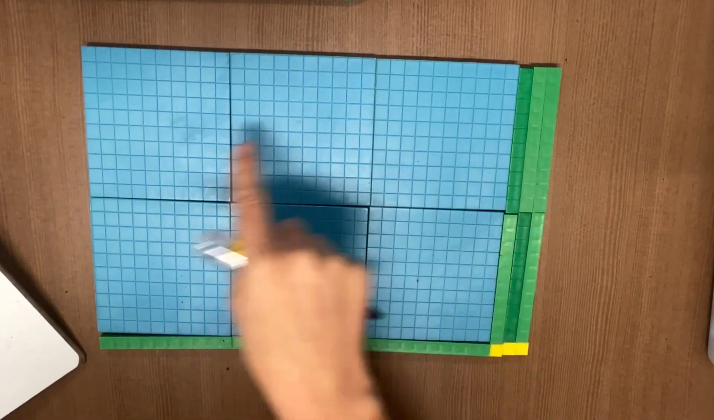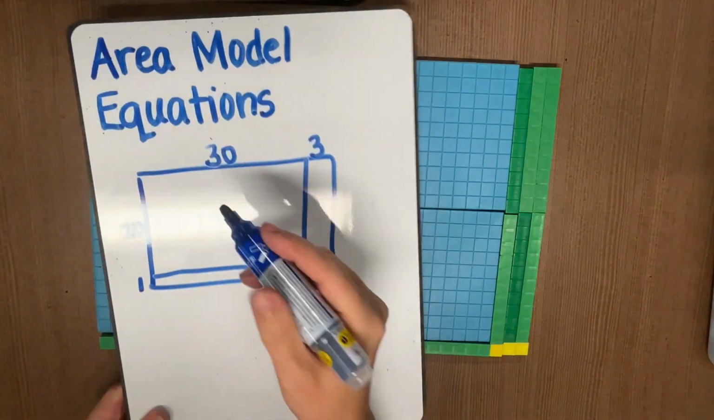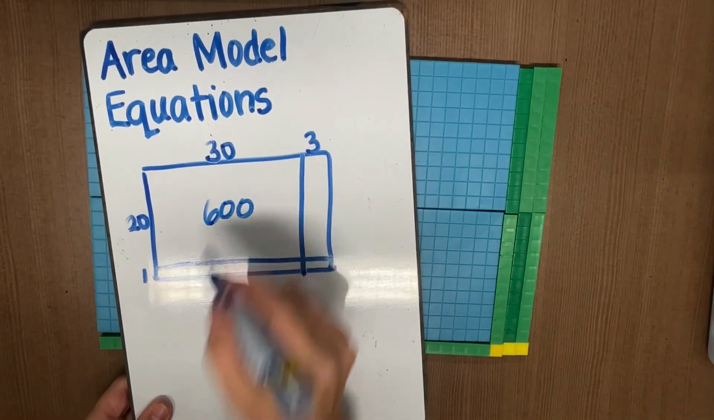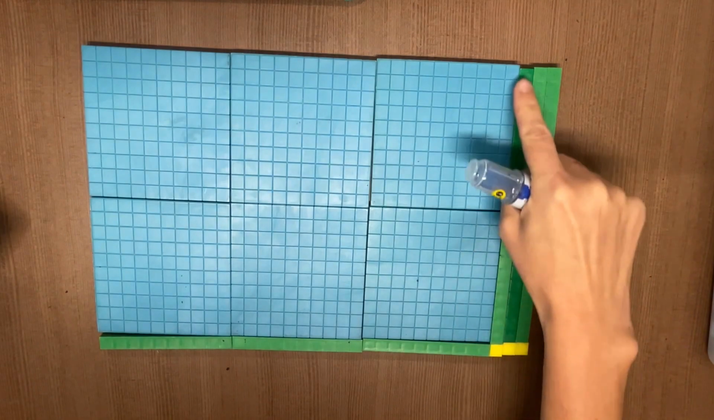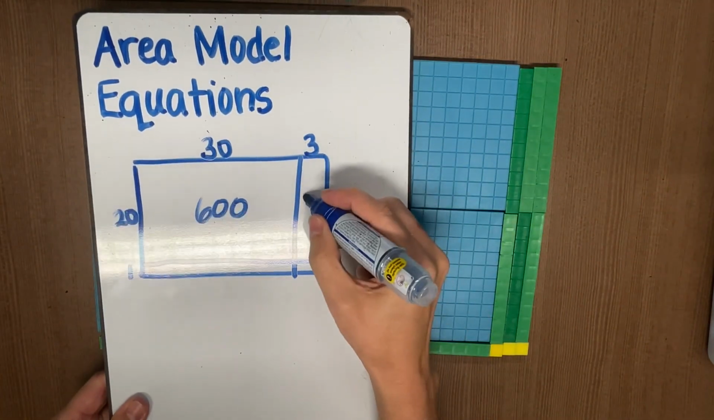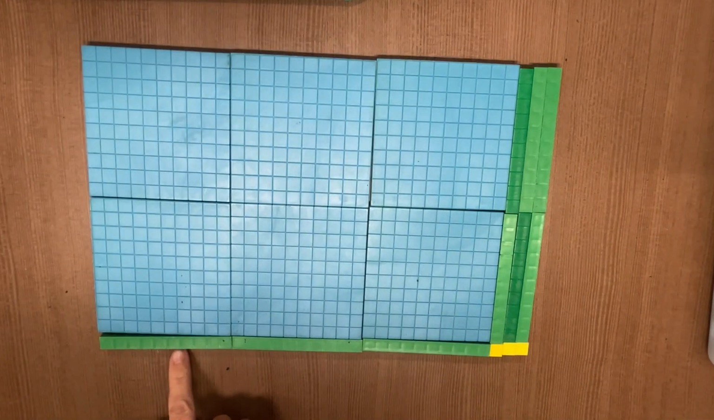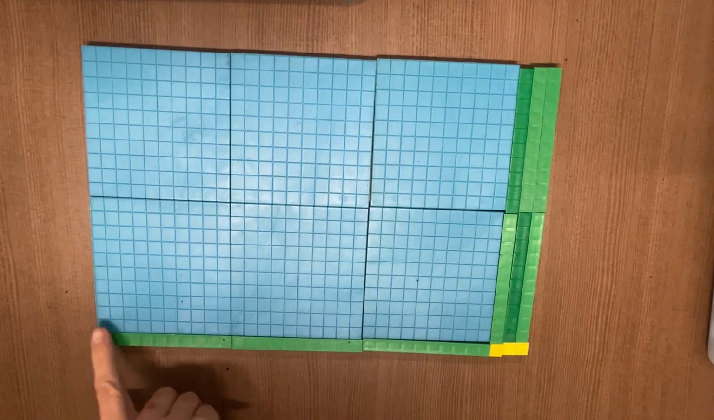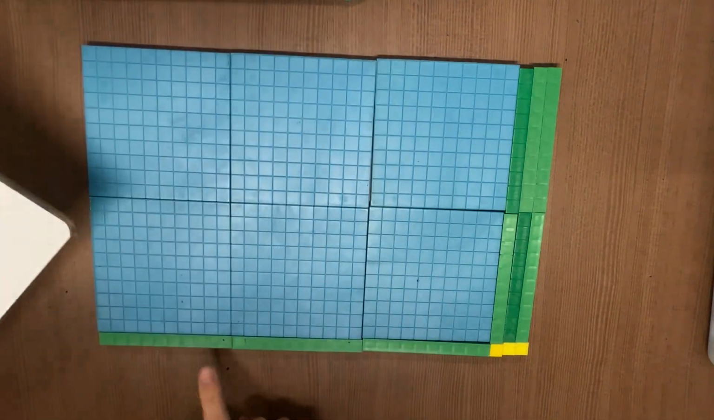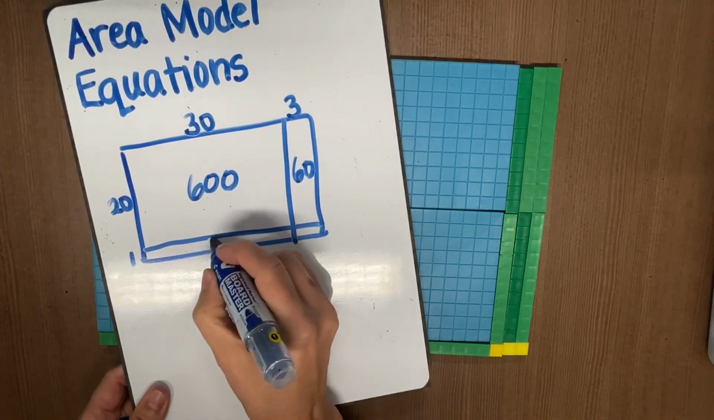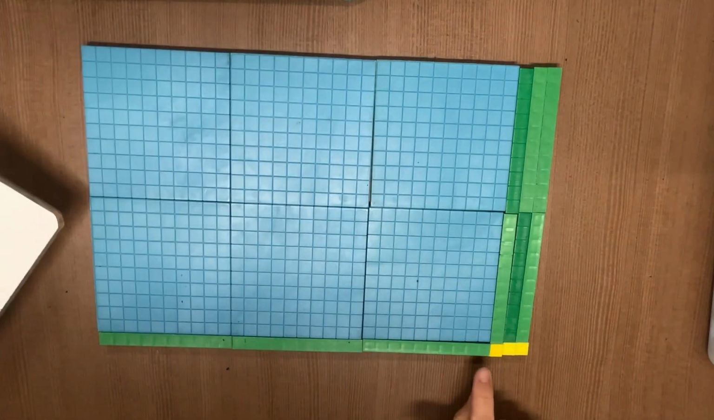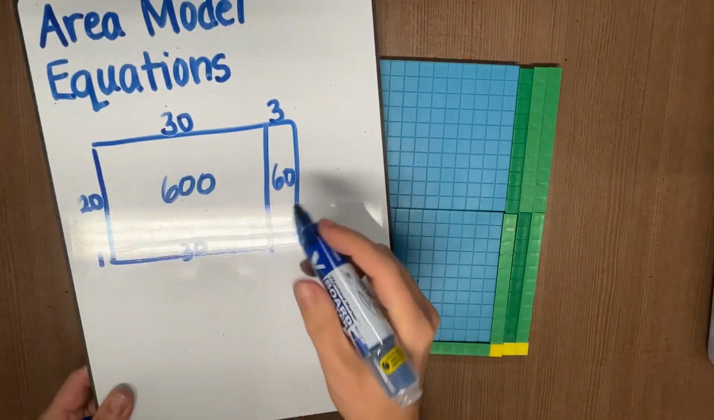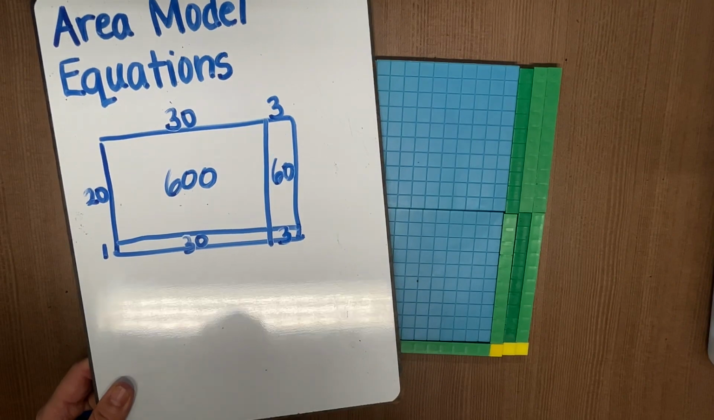Let's see. 20 by 30 is 600. That's the same as we had before. And 20 by 3 is 60. But we have a new part. Here we have 1 by 30, and that is 30. And here it's 1 by 3, and that is just 3 little ones.